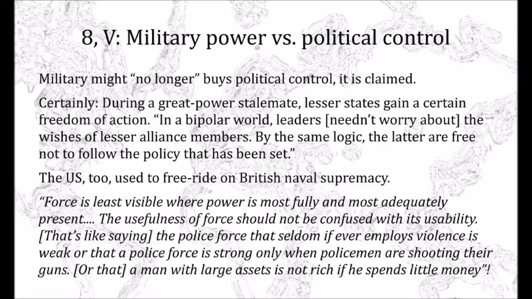He admits that during a great power stalemate, certainly lesser states gain a certain freedom of action. In a bipolar world, leaders needn't worry about the wishes of lesser alliance members, as we've already established. By the same logic, those lesser alliance members are free not to follow the policy that's been set. So when NATO countries let their defense spending drop below the agreed 2% limit, what happens? Not very much. The US pleads with them to pick it up, and nothing else happens. So they have a fair amount of freedom of action as well, even as the US is free to kind of ignore them too.